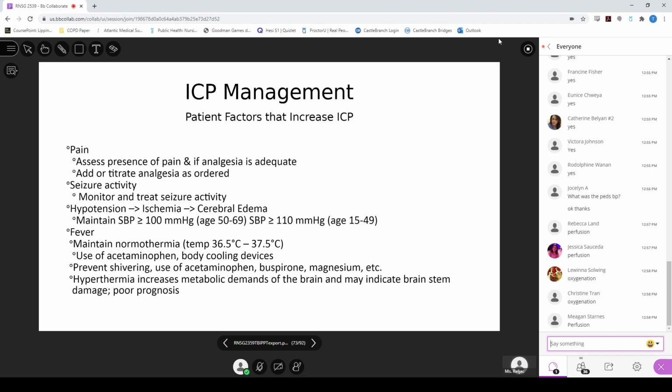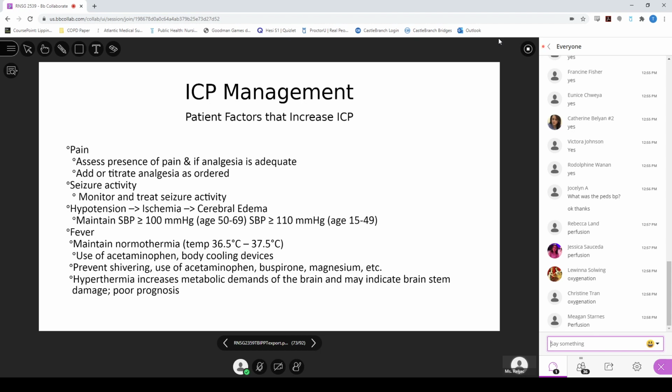And these are patient factors that increase ICP. Pain increases ICP, so you need to use some type of analgesic, and add to or titrate as needed. Seizure activity will increase ICP, so seizure activity has to be treated. Hypotension leads to cerebral edema. You want to maintain that systolic blood pressure of at least 100 to 110.